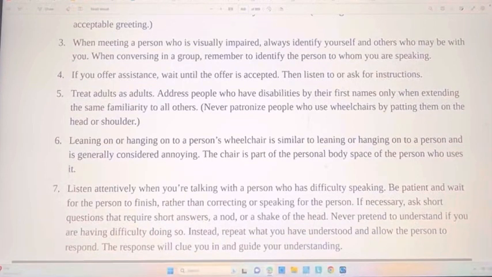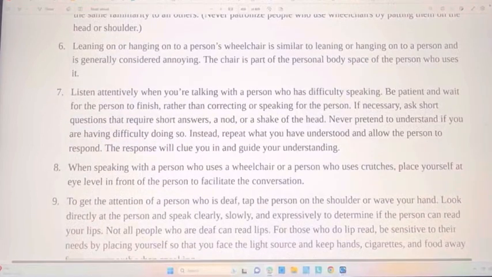Number 5, treat adults as adults. Address people who have disabilities by their first names only when extending the same familiarity to others. Never patronize people who use wheelchairs by patting them on the head or shoulder. Number 6, leaning on or hanging on to a person's wheelchair is similar to leaning or hanging on to a person and is generally considered annoying. The chair is part of the personal body space of the person who uses it.